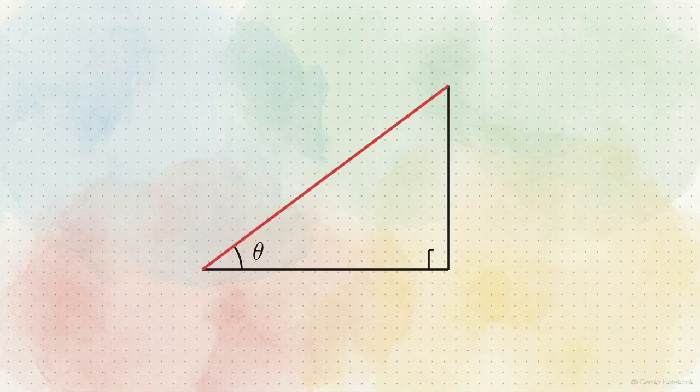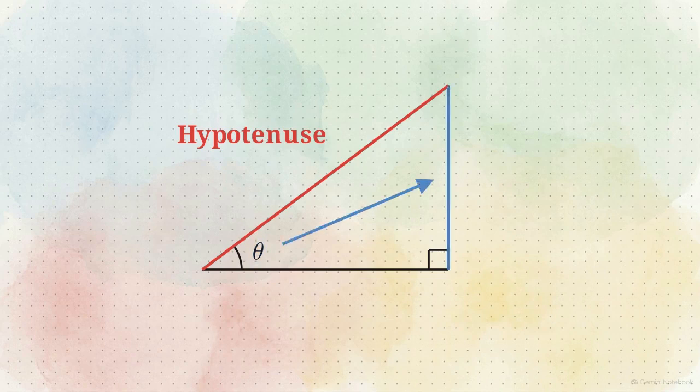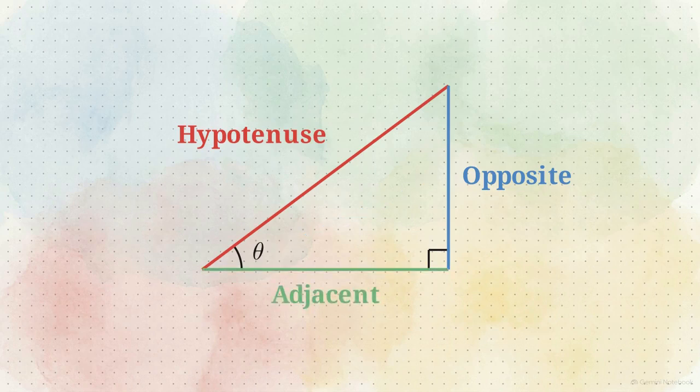The first is the hypotenuse. It is always the longest side, and you will always find it directly opposite the square 90-degree corner. The other two sides are named based on where theta is located. The side directly across from your angle is the opposite side. The side resting right next to your angle is the adjacent side.